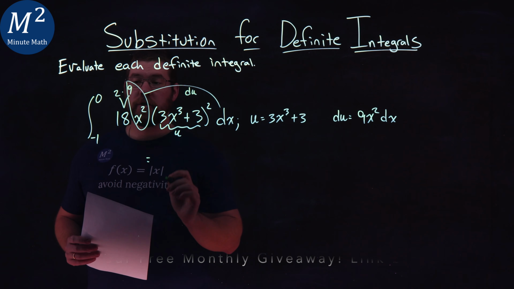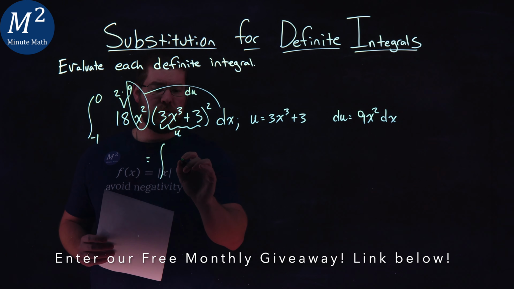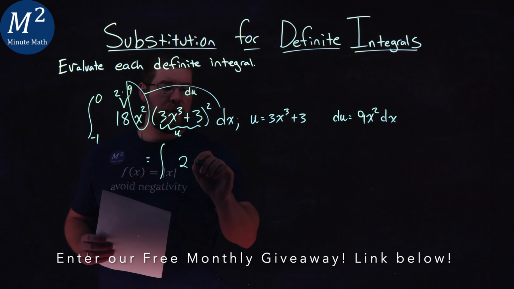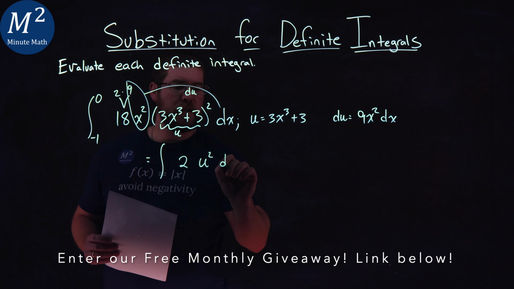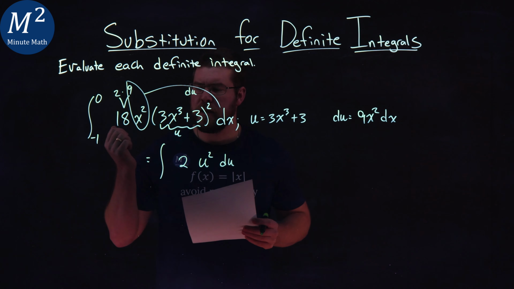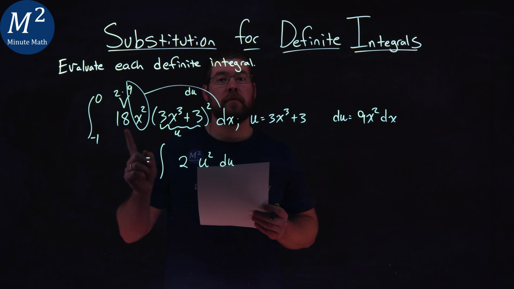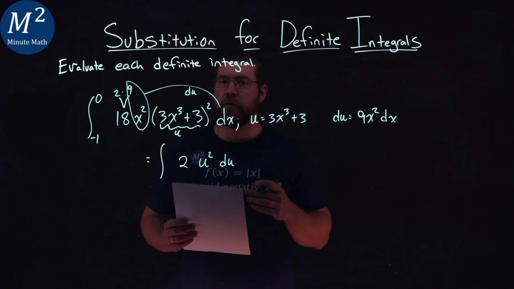So let's go write this in terms of u. Now, I'm not going to include my bounds yet. We have a 2 left over times u squared du. Not too bad. But notice I didn't write my bounds down here from -1 to 0. And that's because these bounds are in terms of x. We need to write them in terms of u.